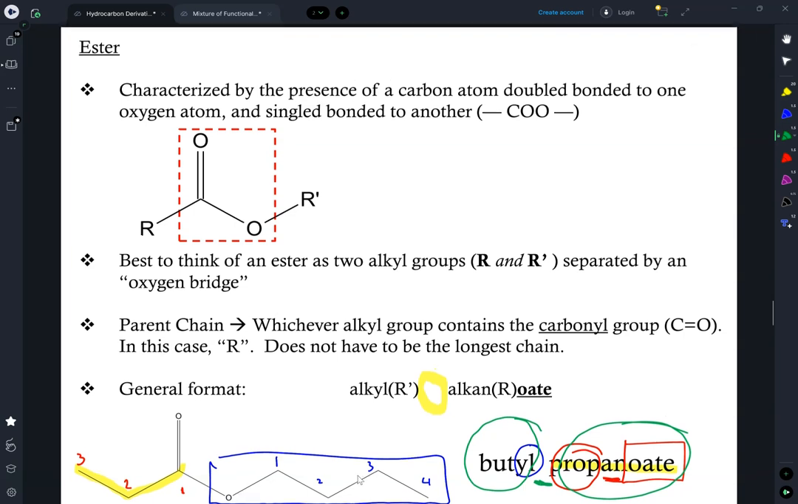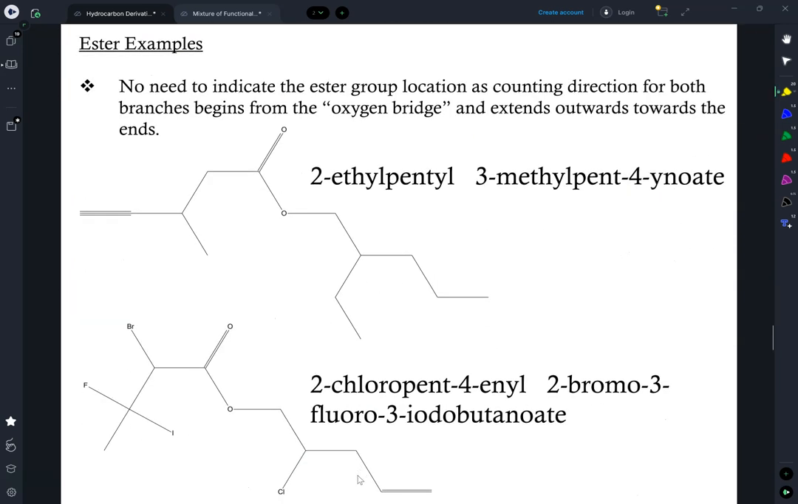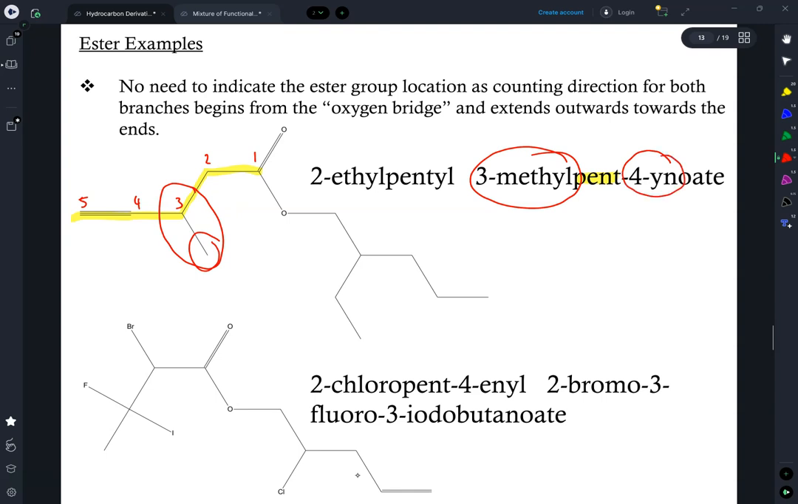Let's take a look at some more complicated examples. Again, the parent chain must always contain the carbonyl group, the C-double-bond-O. So 1, 2, 3, 4, 5 carbons in the parent chain, which is why there's a pent for the prefix. By definition, the C-double-bond-O will always be carbon number 1, 2, 3, 4, and 5. Since we have a methyl group popping out from the number 3 carbon, we just say 3-methyl. On the number 4 carbon, there's a triple bond.